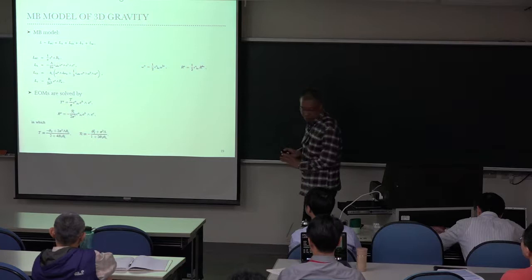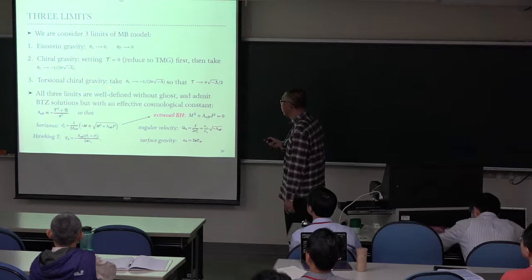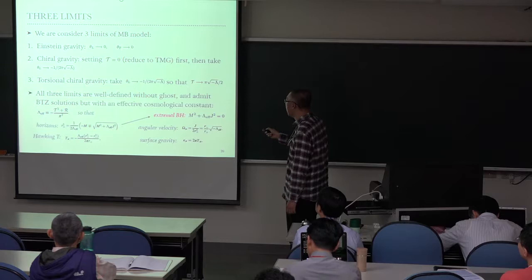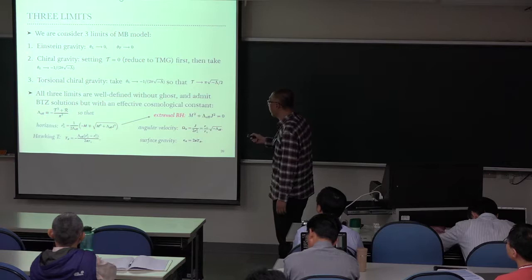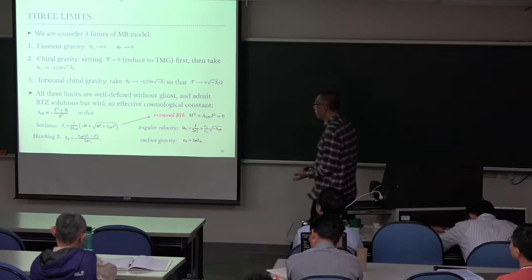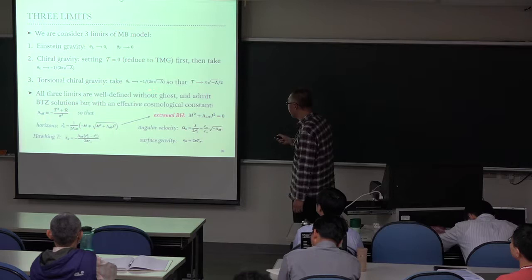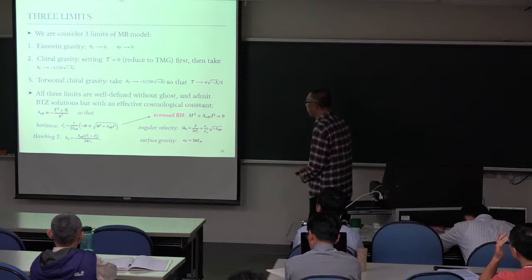Okay, and we only consider three limits. So one limit is simply just Einstein gravity. We just set theta L and theta P. We turn on the torsion and we turn on the chirality. And also we consider the chiral gravity case. Here we turn off the torsion and then tune to the critical point. So we get chiral gravity. However, if you switch the order, you find that even if you go to the chirality point, you cannot get rid of the torsion. So all three limits combine together.